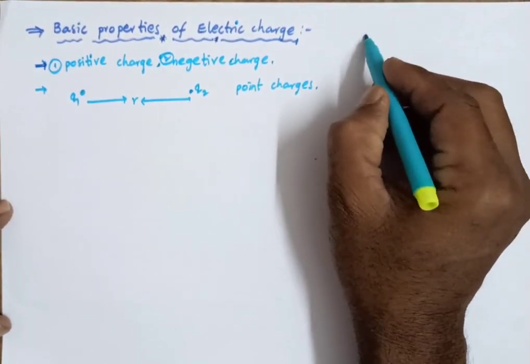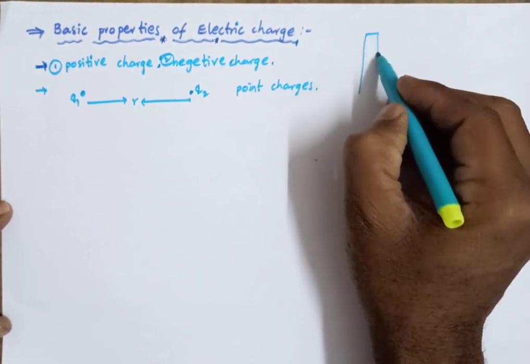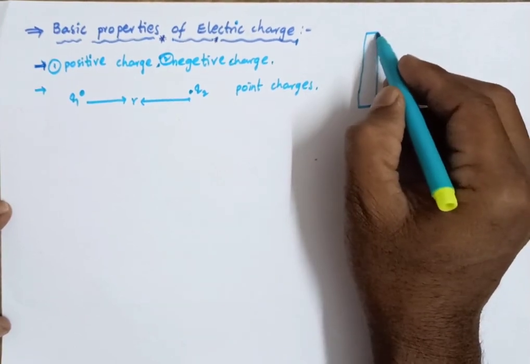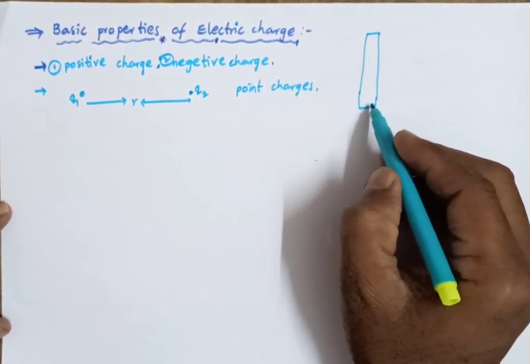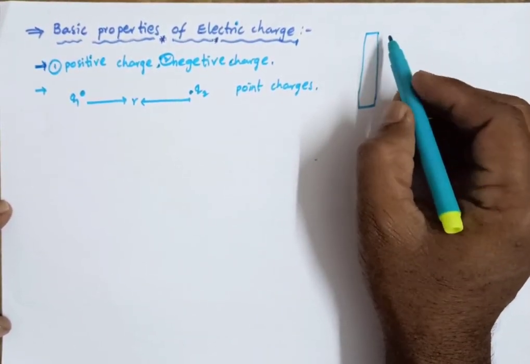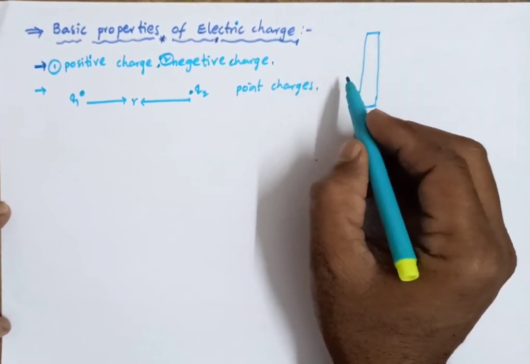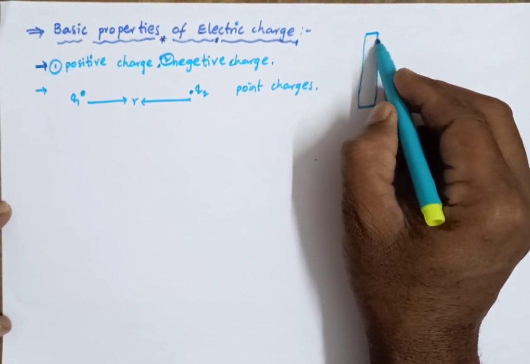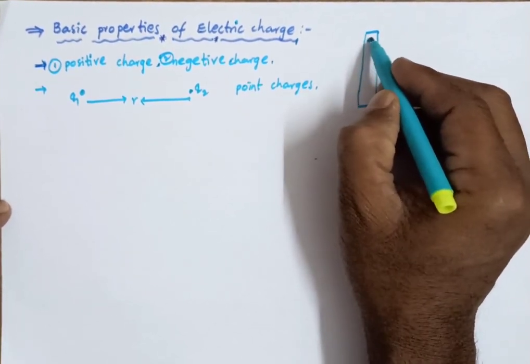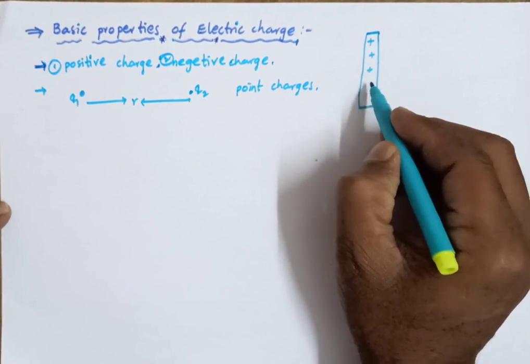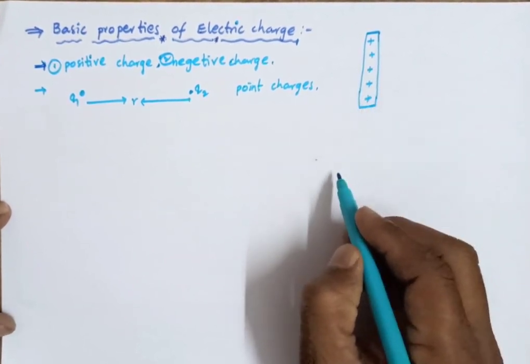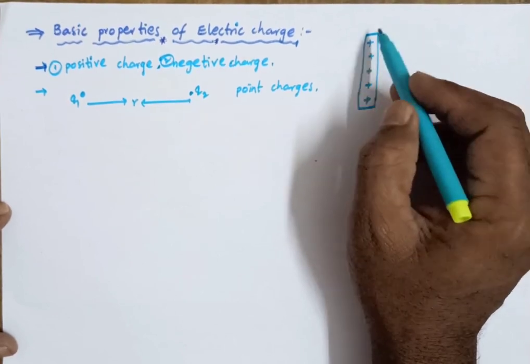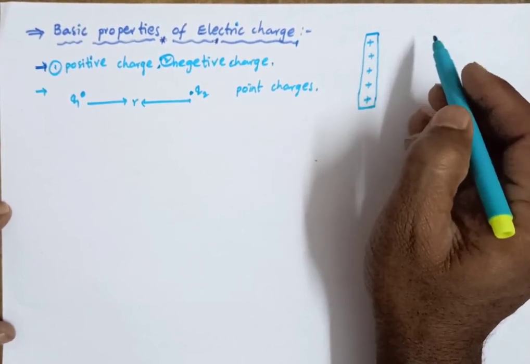For example, a plastic rod is rubbed with cat's fur. So what happens here? The cat's fur accumulates negative charge, and the rod accumulates positive charge. So the positive charge and the negative charge are accumulated on the two bodies.